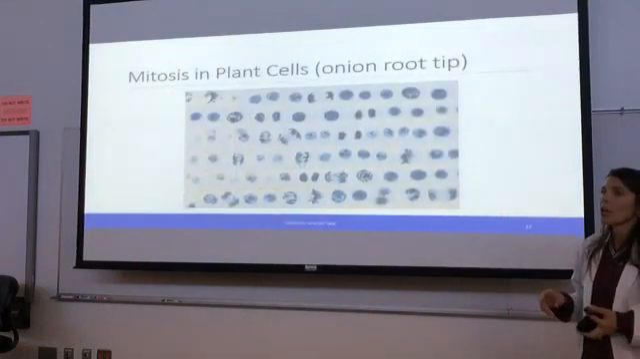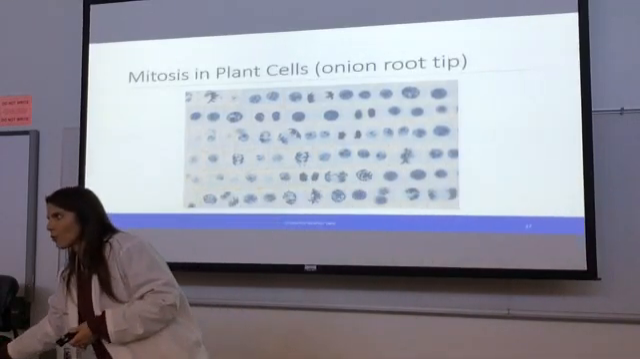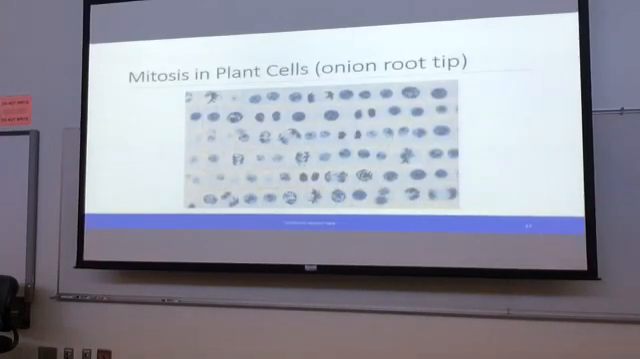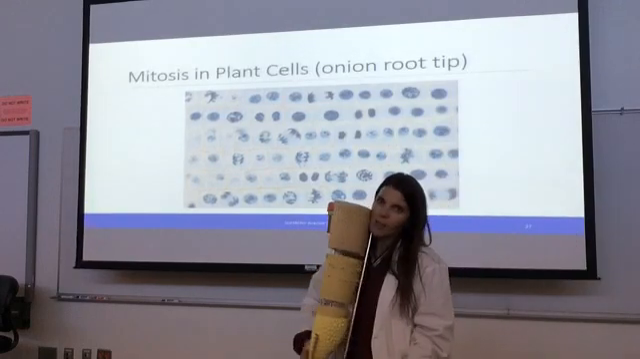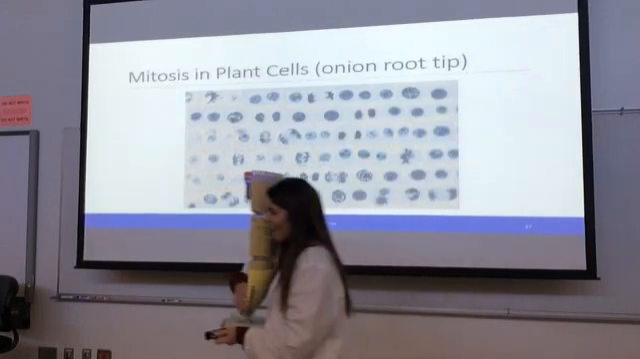In plant cells, we are going to look at the tip of an onion root. Why the tip of an onion root? That's where it grows. Yep. And mitosis is for growth and division. Make sure you know these models.